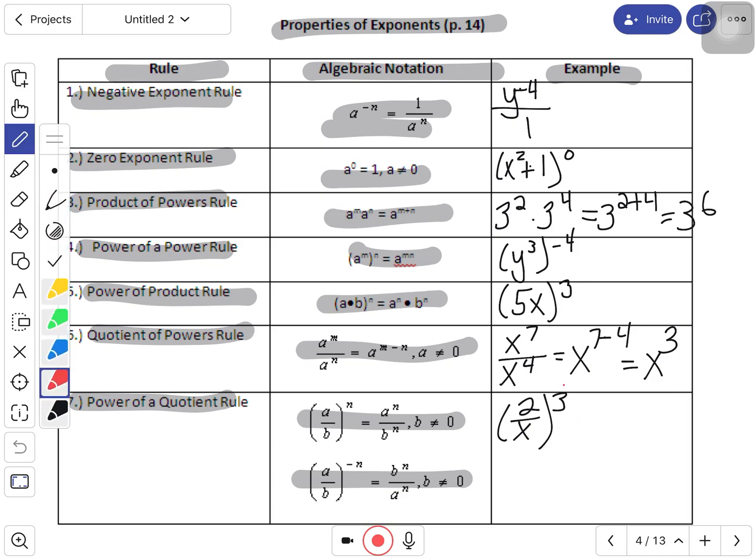So what we're going to do is, as long as there's no plus or minus in those parentheses, we're allowed to distribute that exponent in. Kind of use our distributive property. Again, that's if there's no plus or minus in the parentheses. Plus or minus in the parentheses means you're foiling and distributing and all that good stuff. So this is going to be 2 to the third over x to the third, which is 8 over x to the third.